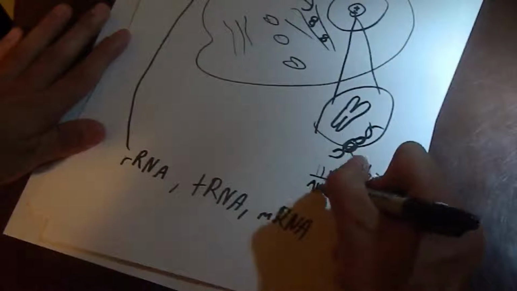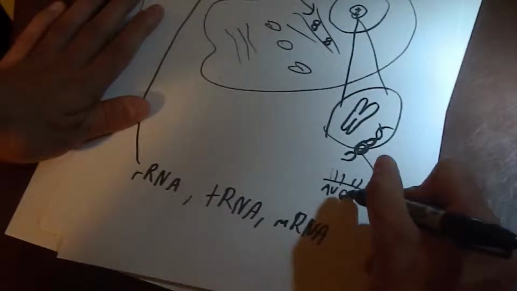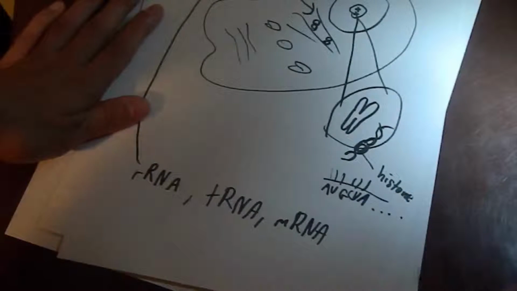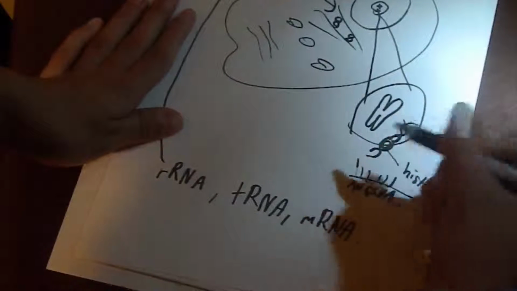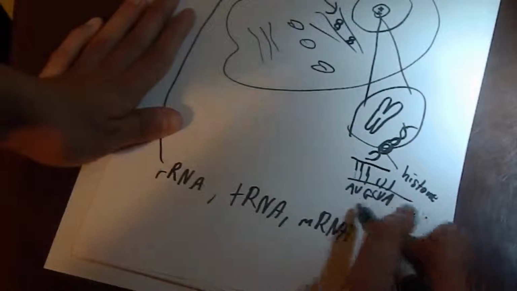Let's say it's AUG, because that's the most common starter for protein synthesis, and it's gonna keep going, CUA and so on. So basically, messenger RNA binds to this like this, and it has the complementary pair.